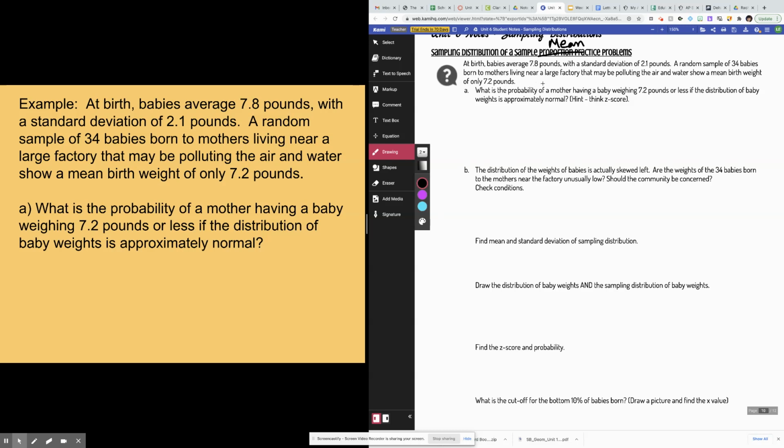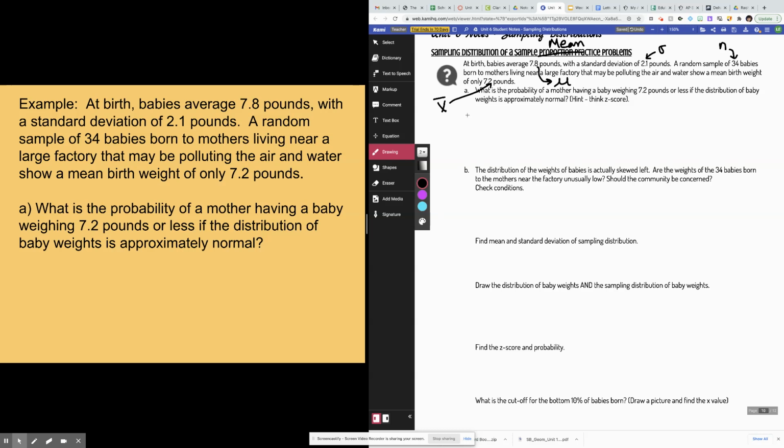Okay, so a couple of things. Let's pick out and label what all of these things are. Okay, it'll make our lives a little bit easier. They're saying at birth, babies average 7.8 pounds. So that is your population mean, mu. And then a standard deviation of 2.1. So that is your population standard deviation. We have a random sample of 34 babies. So 34 is your n. And then that sample had a mean birth weight of 7.2. So 7.2 is your x bar. It's like your data point.